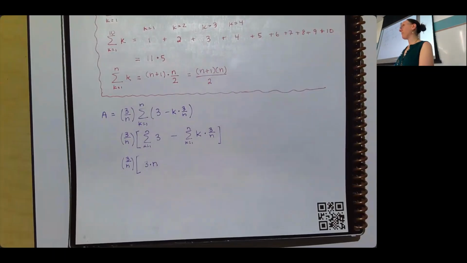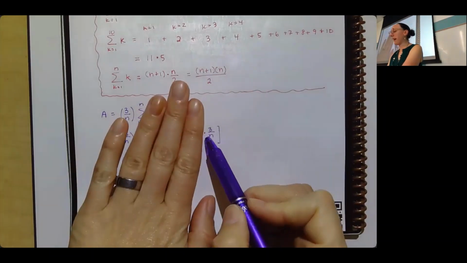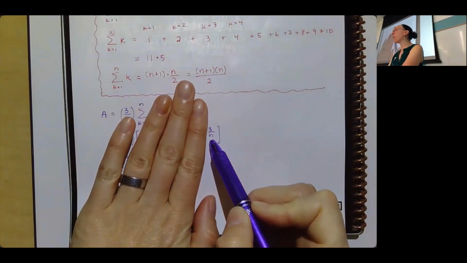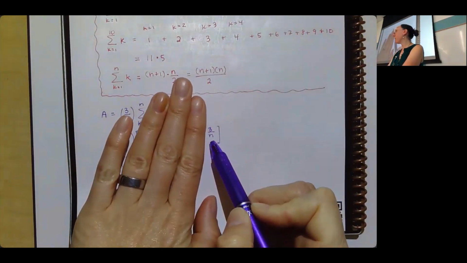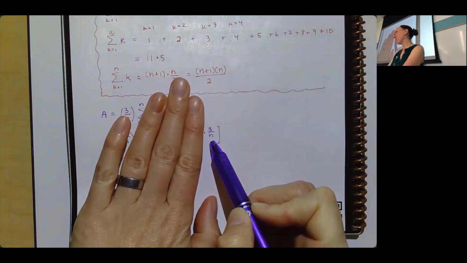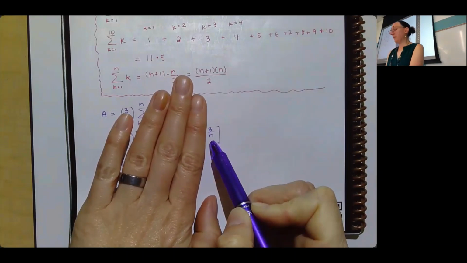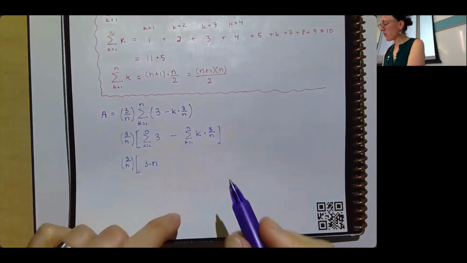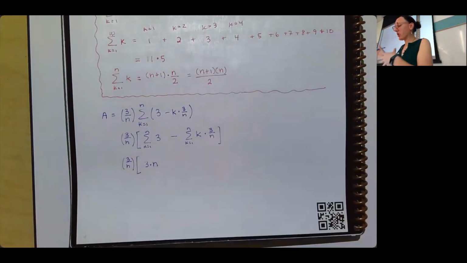But let's backtrack for a second to what that n meant. If I have 20 rectangles, n is 20. If I have 7 rectangles, n is 7. If I had 4 rectangles, n is 4. So that 3 over n piece, we don't know what the number n is, but it's a constant. So that 3 over n would be there each time.